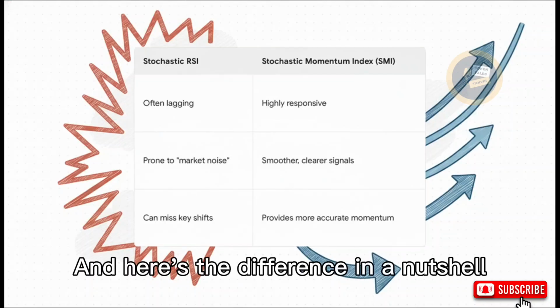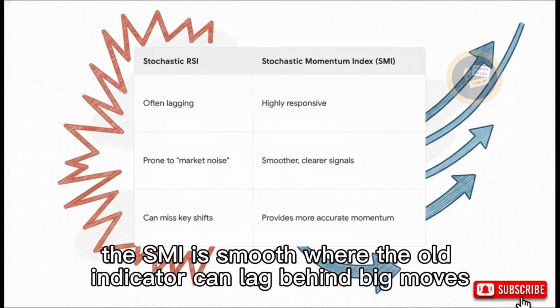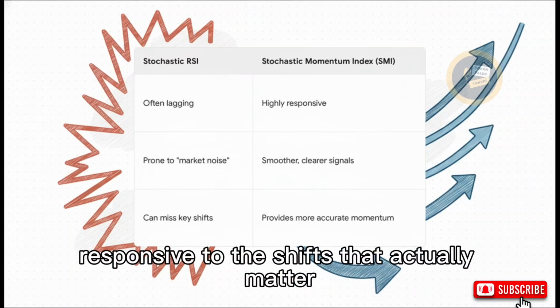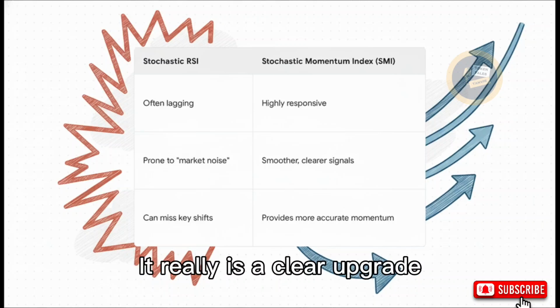And here's the difference in a nutshell. While the stochastic RSI is all over the place, just noisy and erratic, the SMI is smooth. Where the old indicator can lag behind big moves, the SMI is designed to be way more responsive to the shifts that actually matter while filtering out all the junk. It really is a clear upgrade.